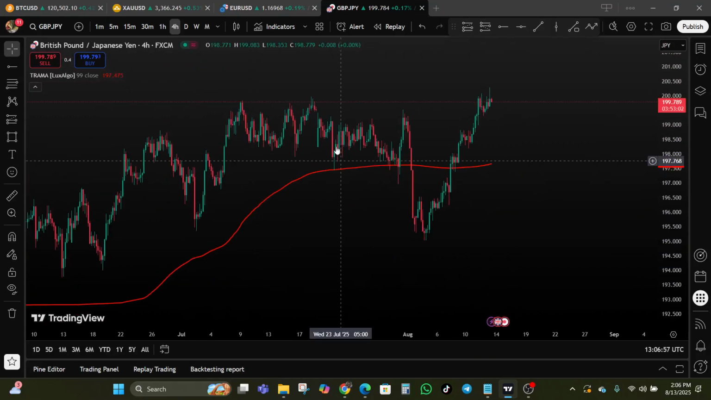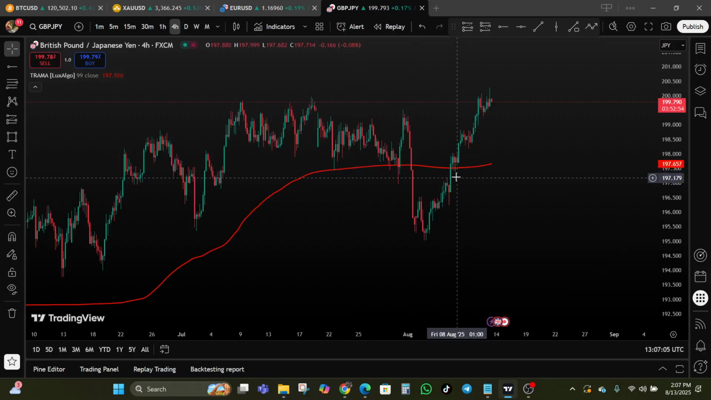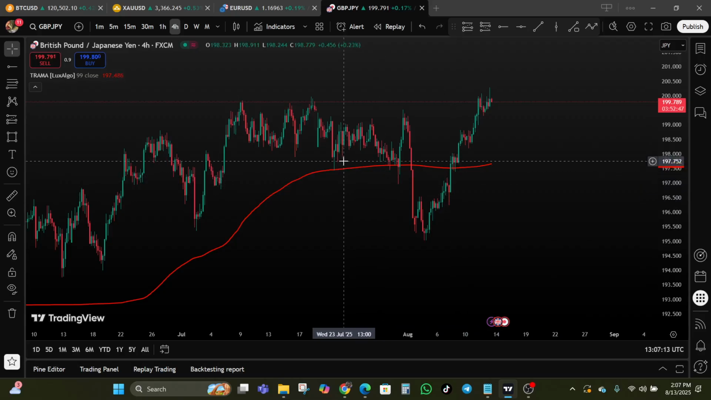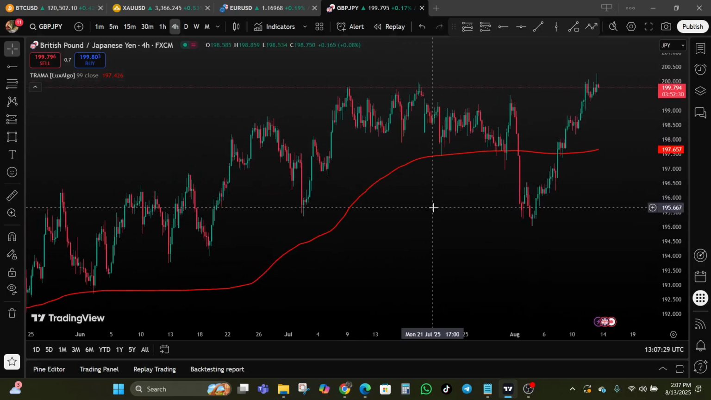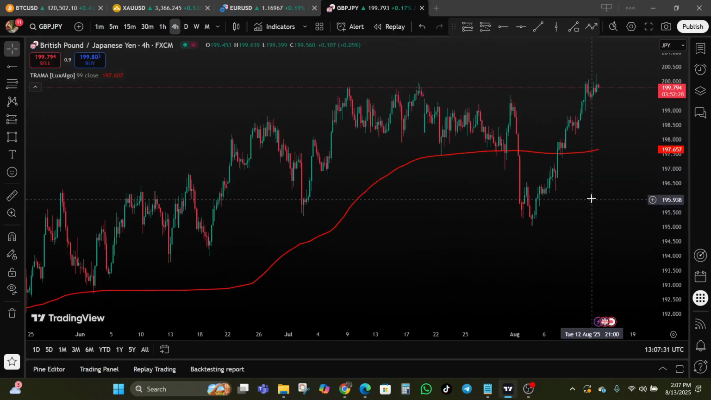On the other hand, during a sideways or choppy market, the TRAMA smooths out the noise, preventing false signals that often occur with regular moving averages. Now, how does the TRAMA work? This indicator measures trend regularity by analyzing how consistent the price movement is over a period. The more consistent the movement, the more responsive the line becomes. If the trend loses strength or becomes erratic, the TRAMA automatically slows down.